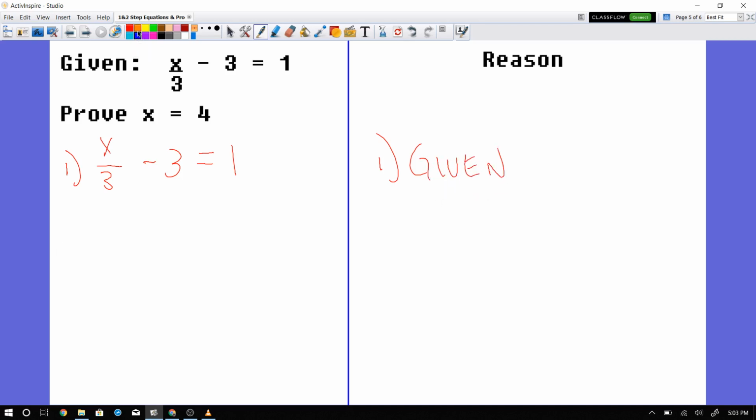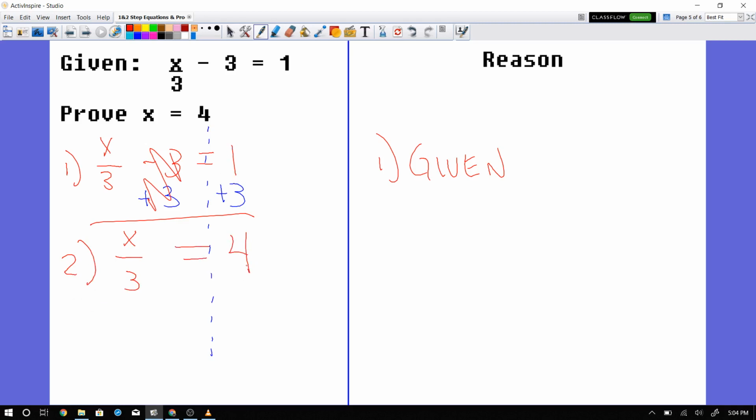Now, what would I do next? And we know that we're doing order of operations in reverse since we're solving for a variable. So minus 3 would start, addition and subtraction first. Minus 3's inverse is plus 3. And that would go to 0. I'm going to drop down that x divided by 3. This would be our step 2. Equals 1 plus 3 is 4.